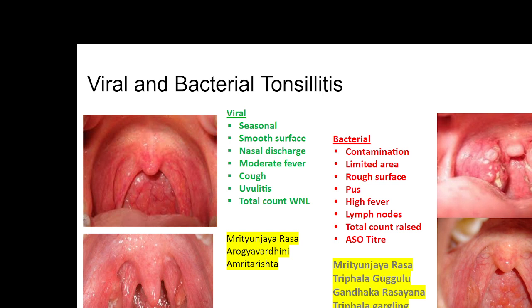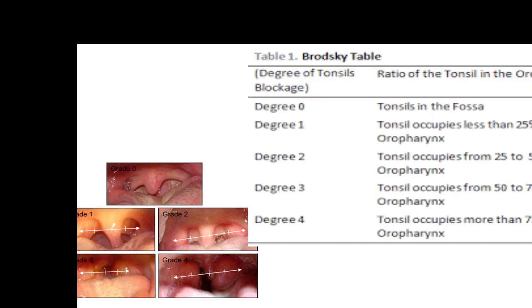Now, in such conditions, the treatment has to be prolonged, and the usual treatment would be Mrityunjaya, Triphala Gugul, Gandhakarasayana plus Amritaristam, and Triphala gargling locally would also be useful. Treatment has to be of longer duration. The duration of the treatment also depends upon the degree of tonsillitis.